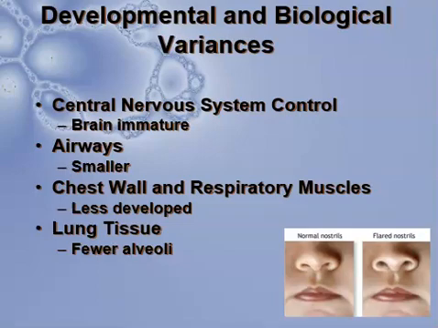Their airways are smaller, so it's harder to get air in and out. Their chest wall and respiratory muscles are less developed, making it harder for the chest to expand and contract. Lung tissue has fewer alveoli in it, so there's less surface area for gas exchange to take place. All these things mean that the younger the child, the greater the risk of respiratory distress.